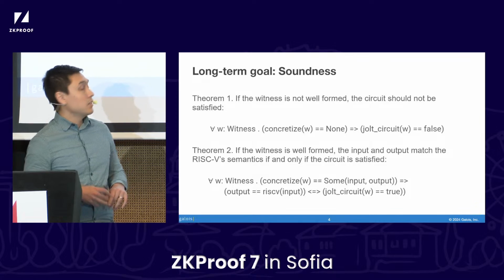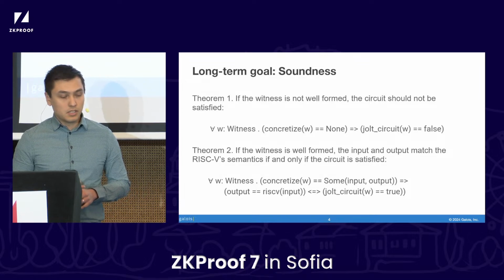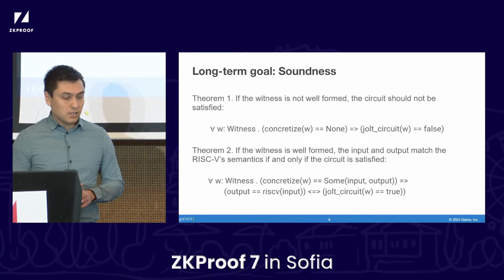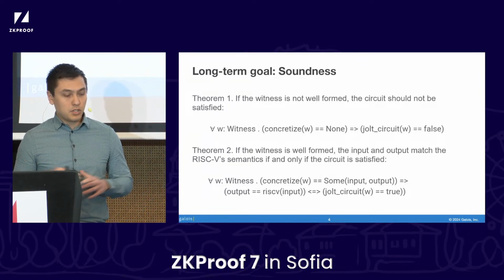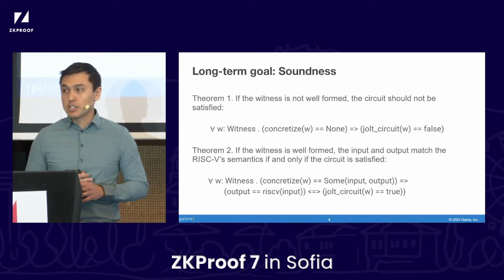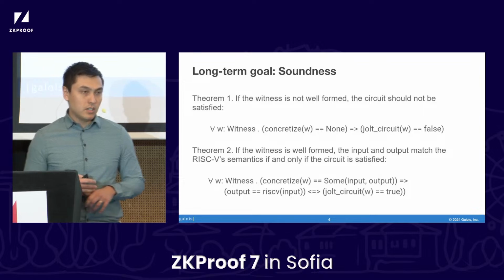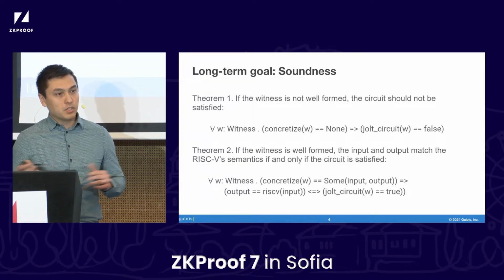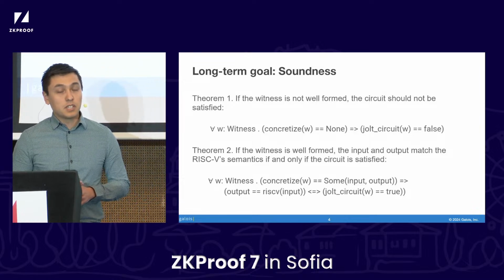Just to give a high-level goal of what we aim to do in the long term, our main goal is to prove soundness of the front-end system. This breaks down into two main theorems. The first is that for all witness values, if the witness does not correspond to an actual machine word, then the circuit should reject that, since it's not a valid instantiation of the machine. And then if the witnesses do correspond to machine words, then the inputs and the outputs of the witness should correspond to the RISC-V semantics.